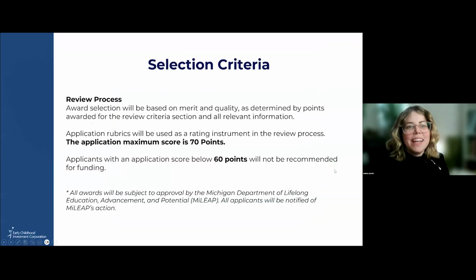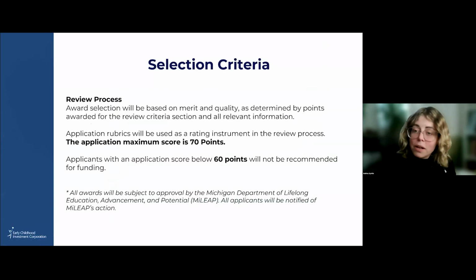Thanks, Misty. And so, selection criteria for this application, we always want to spell that out for everyone. When we review applications, you'll see later when we talk about the questions that we give everything a point. We also provide a rubric for all of those questions so you can see how those points are assigned. The maximum score that you can get is 70 points. And then we've determined that applications with a score below 60 points will not be recommended.